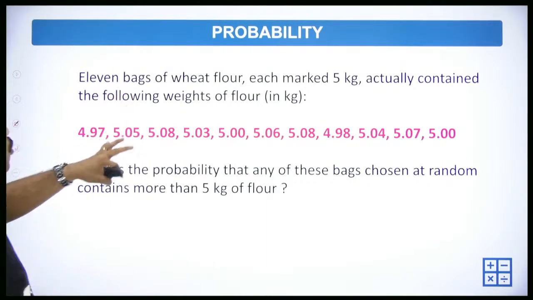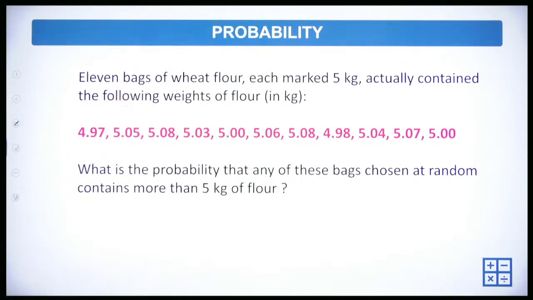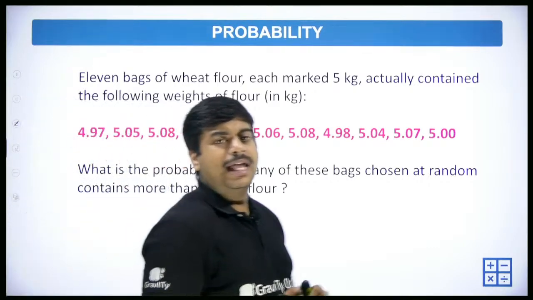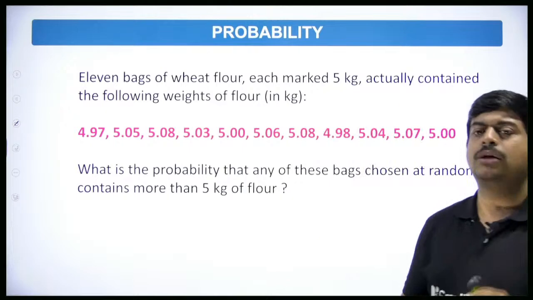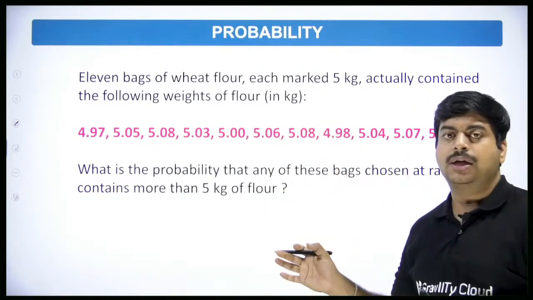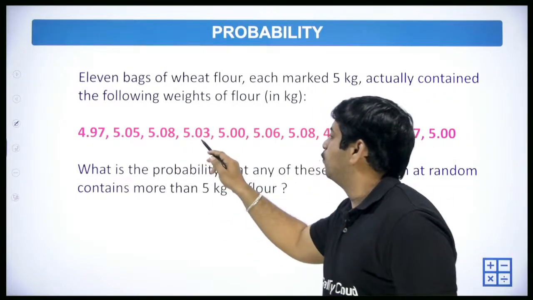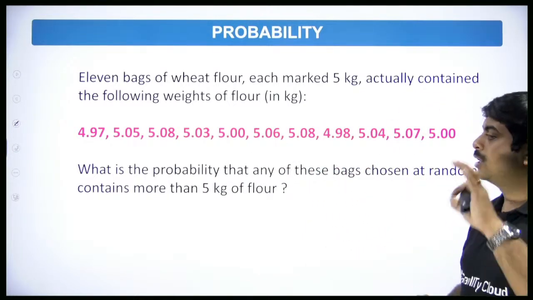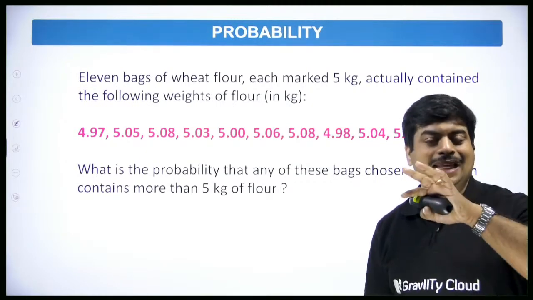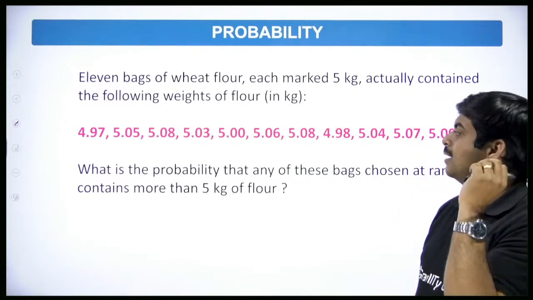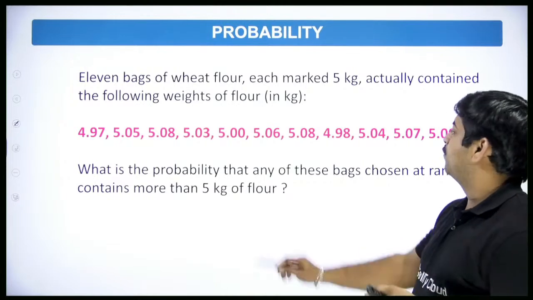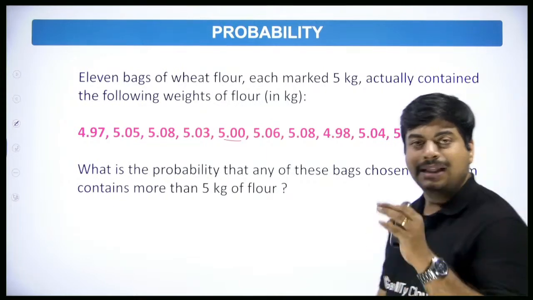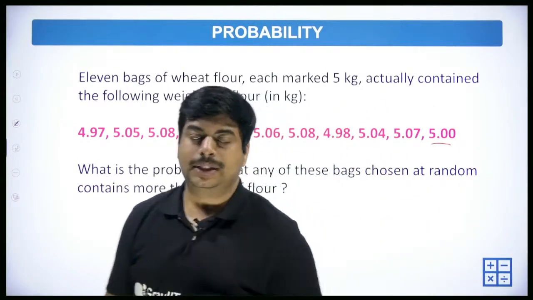11 bags of wheat flour, each marked 5 kg, actually contain the following weights of flour. So there are 11 bags of flour, but actually we thought that each one is of 5 kgs. But here, what happened? 1, 2, 3, 4, 5, 6, 7, 8, 9, 10, 11. 11 bags are there, but not all of them are equal to 5. They are either greater than 5, or less than 5, or equal to 5.